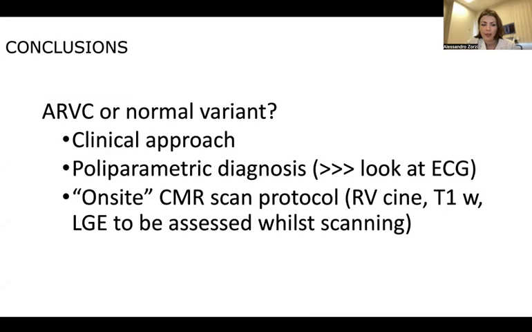So finally, ARVC or normal variant or pathologic variant but not ARVC, you should keep a clinical approach. So multiparametric diagnosis, patient history, ECG, kind of arrhythmias, and I really, really recommend you to perform an on-site CMR scan protocol. So cine of the RV, T1 weighted for fat, LGE, but to be assessed while scanning, because every patient is different and every right ventricle could look different.